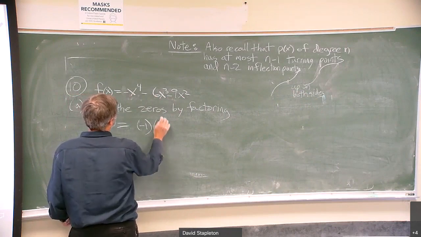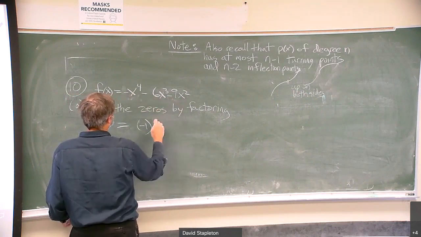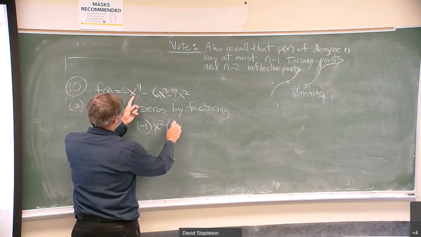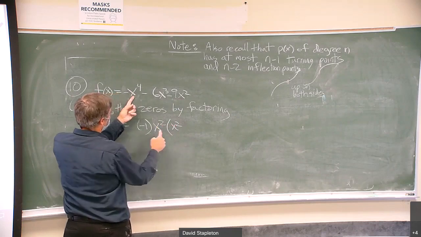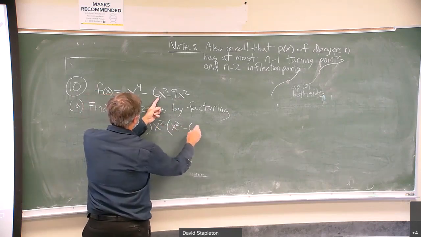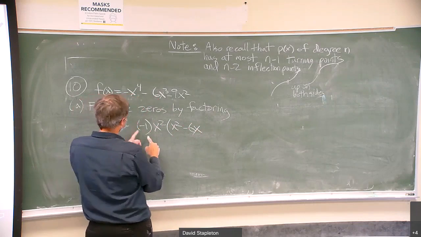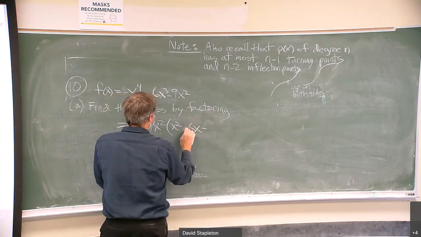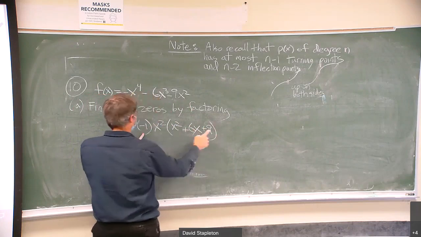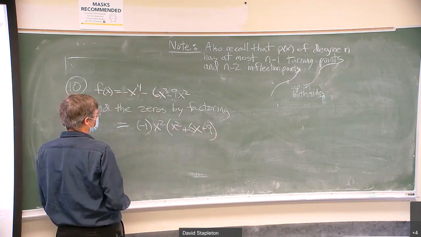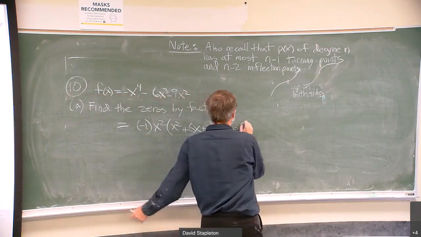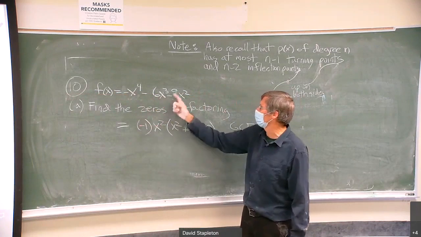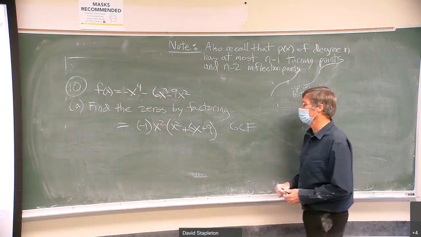And then times the biggest power of x that goes into all these, which is x squared. And I factor that out here. -1x squared times x squared gives minus x to the fourth. -1x squared times minus 6x gives minus 6x cubed, right? And -1x squared times plus 9, sorry, plus 9 gives minus 9x squared. So there it is, pulling out the greatest common factor. We'll say GCF. Pull out the greatest number that goes into these three numbers, the greatest power of x that goes into these three powers of x. Now what do I do from there?